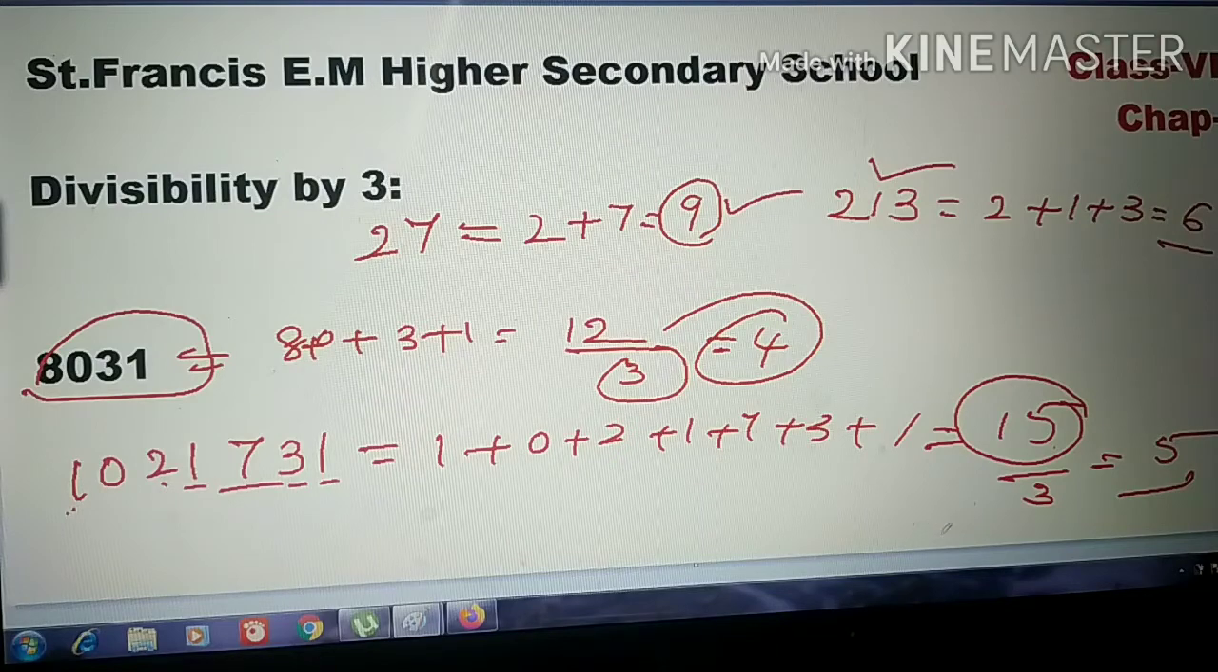So, understood this one? How to find out whether the given number is exactly divisible by 3 or not? Just add all the digits of the given number and check whether the sum is exactly divisible by 3 or not. If it is divisible by 3, then the given number is exactly divisible by 3. Otherwise, not. Okay? Understood?